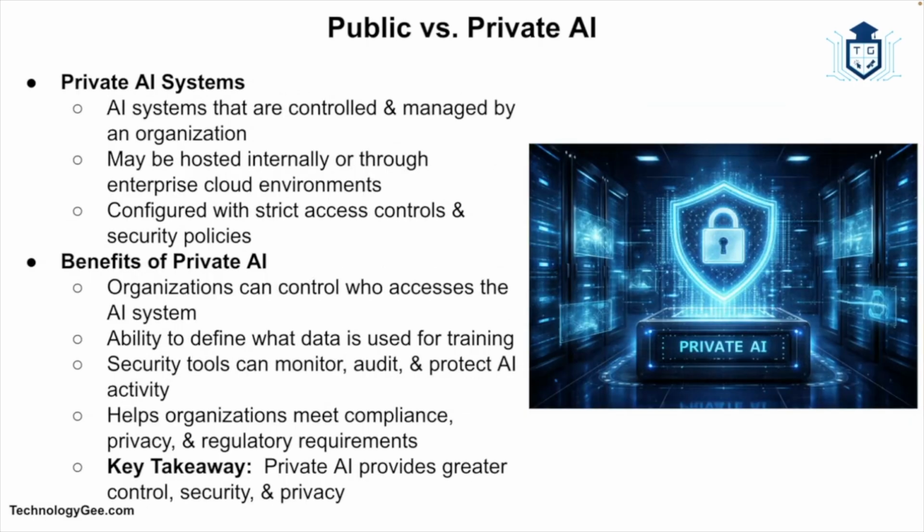And then there's private AI systems. Private AI systems are controlled by an organization, and they may be hosted internally, managed through enterprise cloud services, or configured with strict access controls. So the benefits of private AI are as follows. Private AI environments allow organizations to control who can access the system, define what data is used for training, apply security controls and monitoring, and meet compliance and audit requirements. Now, for the exam, the key idea is simple. Private AI offers greater control, security, and privacy, but this requires way more management.